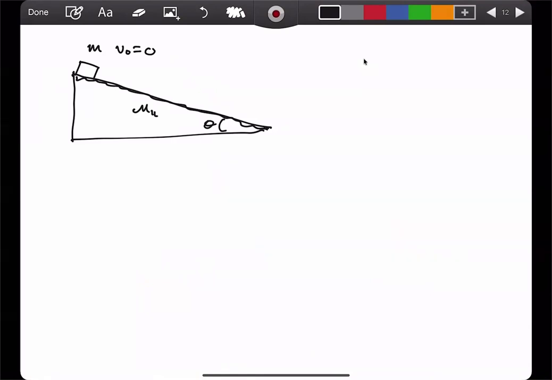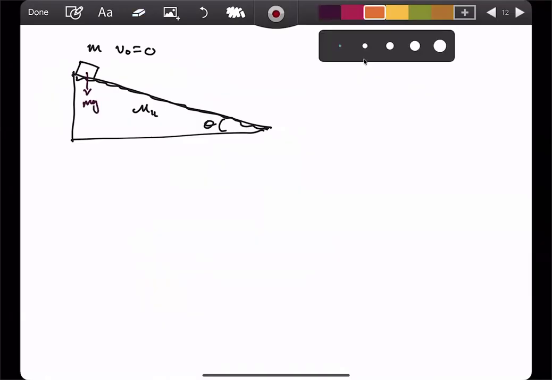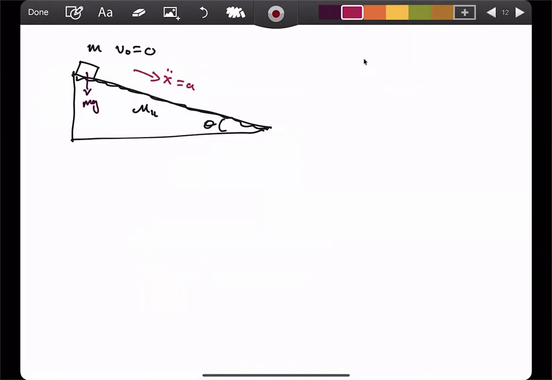So let's look at this case. Again, let's use our free body diagram. We know we have mg downward, so this is my mg. This block is going to be sliding down the plane, so my acceleration is down the plane, which is my x double dot, equal to a. We also know we're going to have a kinetic friction up the plane, so this is my kinetic friction. And we're also going to have our normal force, which is up in this direction.